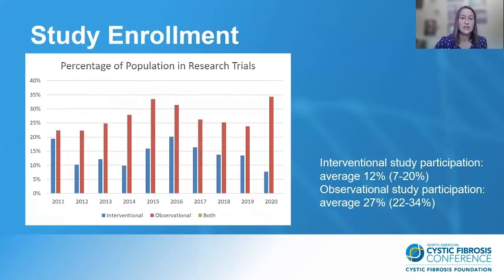When we dig deeper into the study enrollments over the last 10 years, we see a yearly average of 12% of our CF population participated in an interventional trial. More than double that participated in an observational trial, and about 6% participated in both in the same year.